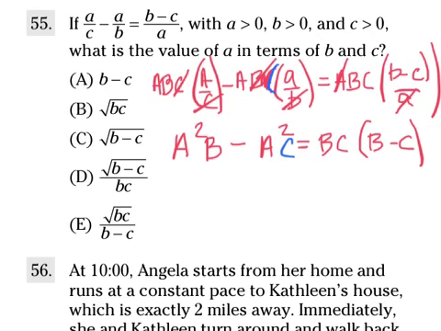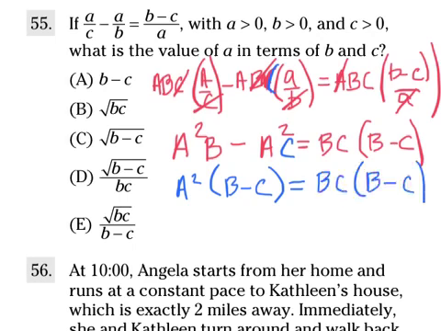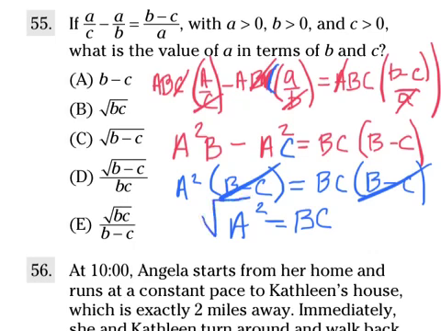But you can factor. You have A squared B minus A squared C. How can I factor that? A squared parentheses B minus C. That's right. And then on this side, what can I cancel out of both sides? B minus C. Gone and gone. So A squared equals BC. And what do I need to do now? Because we're solving, oh, square root. We're looking for the value of A, so it's going to be the square root of BC.